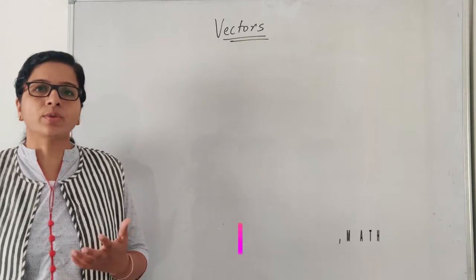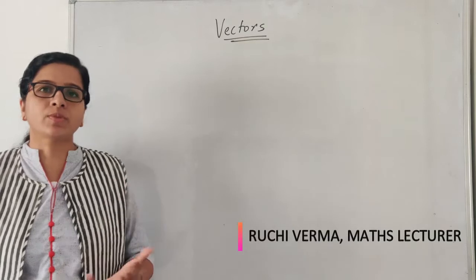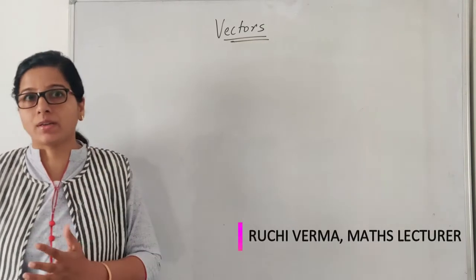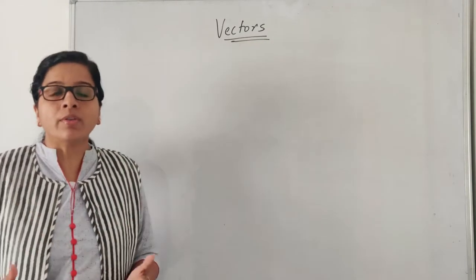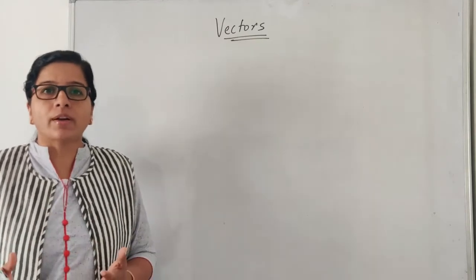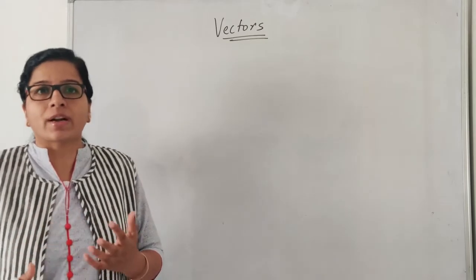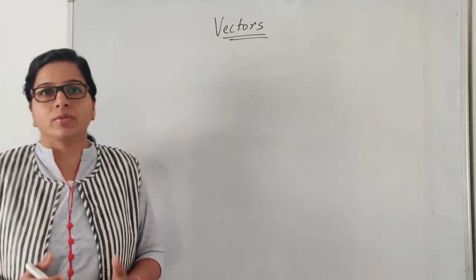So today we are going to start a new topic, vectors. We already know there are two types of quantities. One is scalar, one is vector. Now, how to denote a vector? What is a vector? What are the terminal and initial points of a vector? We will discuss here algebra of vectors, the starting stage of vectors, in this video.